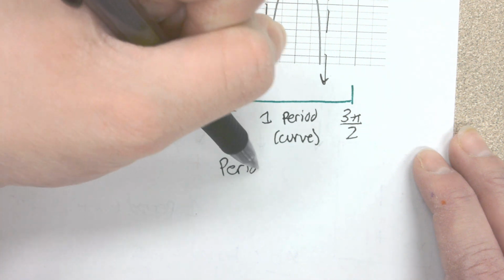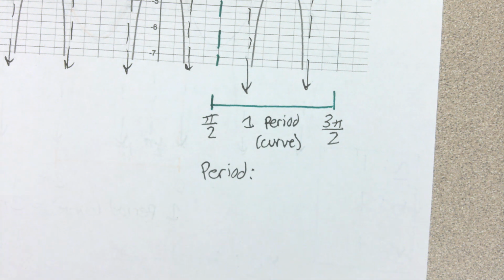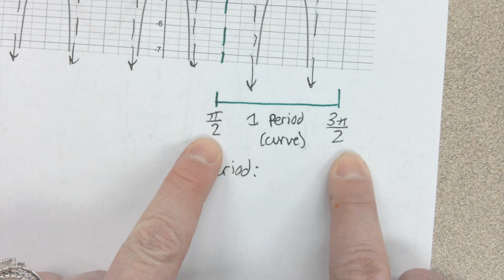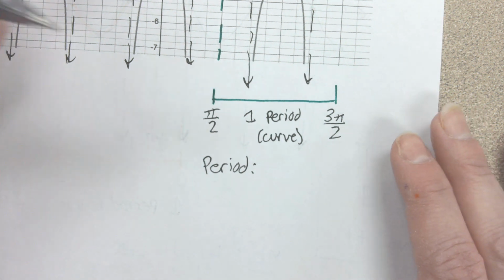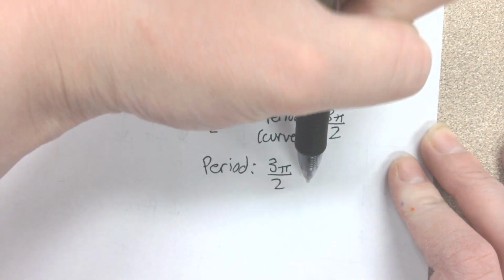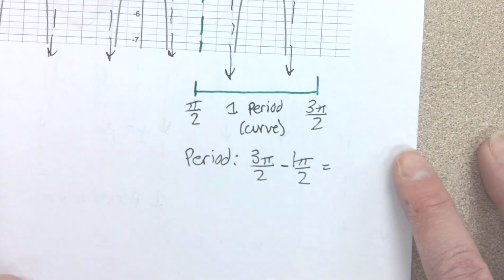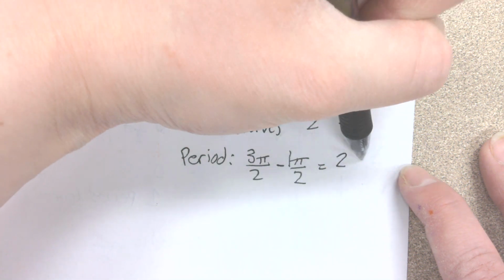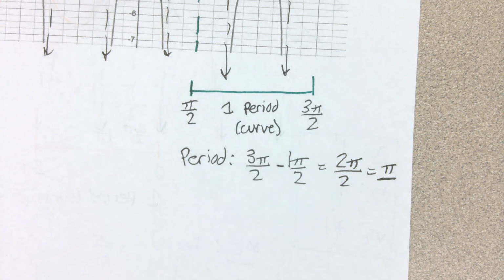Now this time, and again, I'll have students who will do this. I can't just look and say, oh, the right side is at 3 pi over 2, that's my period. No. You have to find this distance since we're not starting at 0. So you need to subtract the right minus the left. So 3 pi over 2 minus pi over 2 to find that distance. Remember, that's just 1 pi over 2. That gives me 2 pi over 2, which is just pi. So now we know one period is just pi.